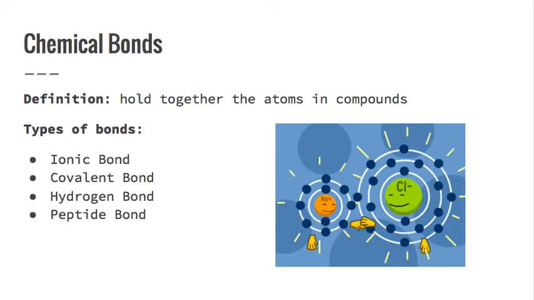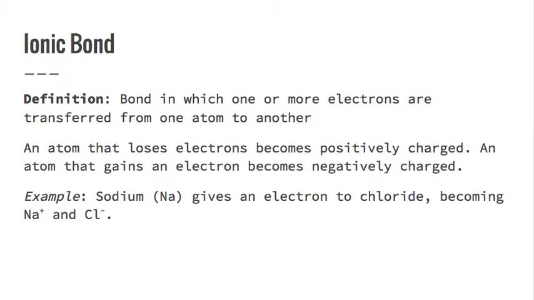So the 4 types are ionic, covalent, hydrogen, and peptide bonds. This particular section of notes is just going to hit on the first 2, and then when we talk about water, we'll talk about hydrogen bonding, and then when we talk about carbon compounds, we'll talk a little more about peptide bonds. So an ionic bond is a bond where electrons are transferred from one atom to another.